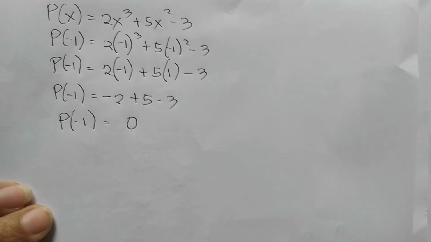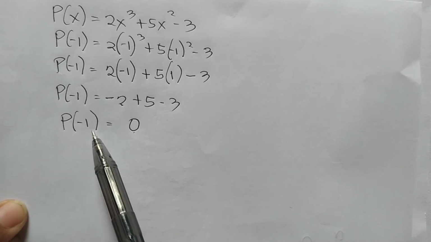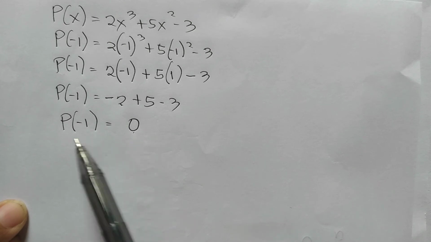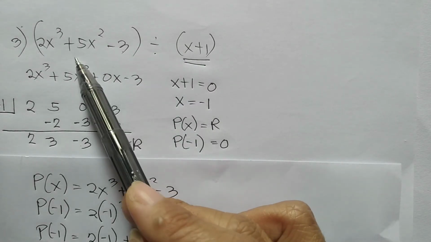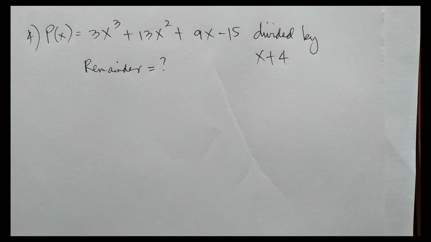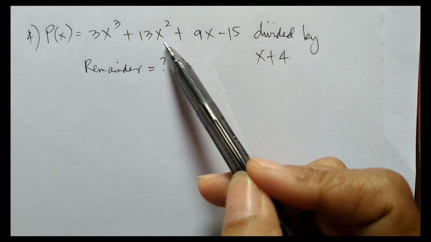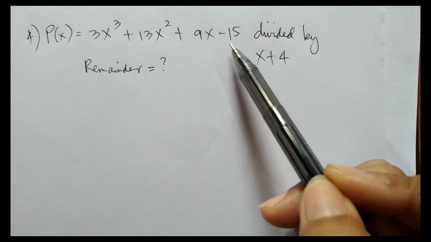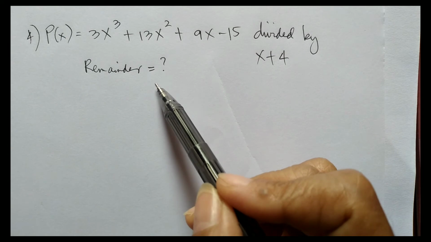So, remember that if p of x is equal to 0, in this case, p of negative 1 is 0, then x minus 1 is a factor of this polynomial. Example number 4, p of x is equal to 3x cubed plus 13x squared plus 9x minus 15 divided by x plus 4. Find the remainder.